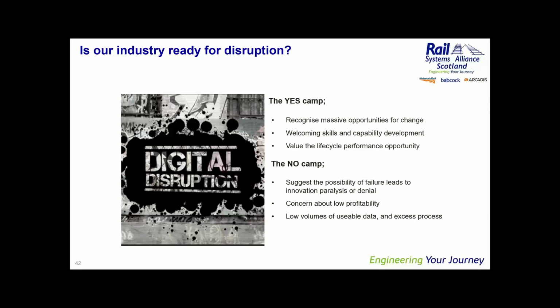In the not so sure camp, people might suggest there's a possibility of failure or information overload or paralysis because of too much information or not enough information. You might also be concerned about the low profitability, and that would be a natural concern if you're running a business. And at the moment, there might be low volumes of usable data and excess process, and people are wondering, is that going to change as we go along?